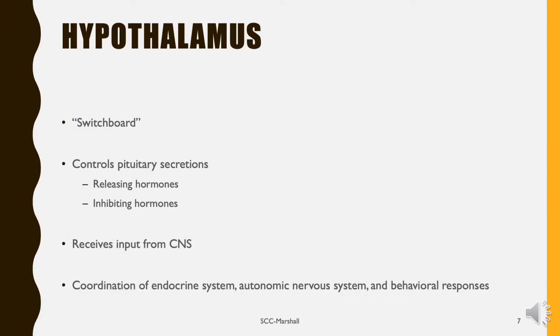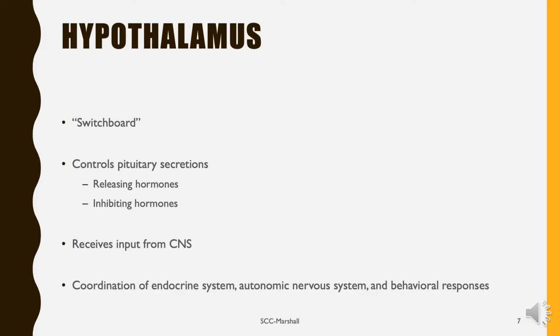On the next few slides, we're going to look at some of the various endocrine glands. First of all, the hypothalamus. This is the switchboard or the circuit board, basically the control center for the endocrine system. Remember, the pituitary gland is referred to as the master gland, but most of its functions are going to rely on direction from the hypothalamus.